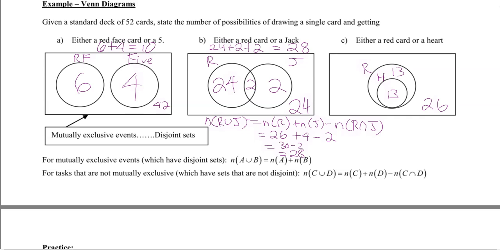So if the sets are disjoint, if it's mutually exclusive, there is no and, right? There is no common outcome. So you can actually use this formula for that. So let's just do this one. We do red face cards union 5. So the number that are red face union 5 is the number of red face cards, which is 6, plus the number of 5s, which is 4, minus the number of cards which are both a red face card and a 5, which would be 0.